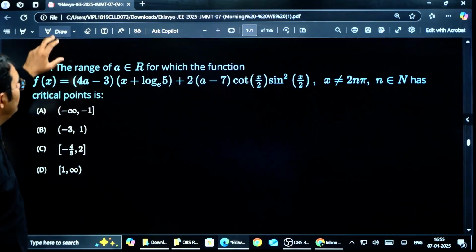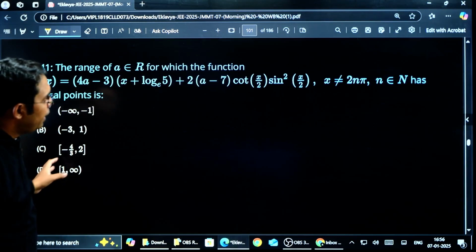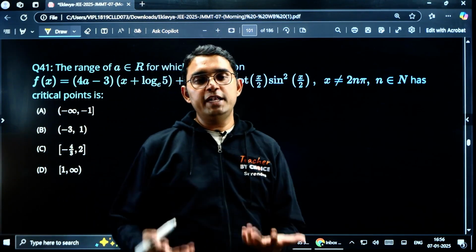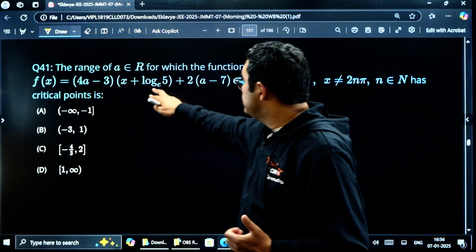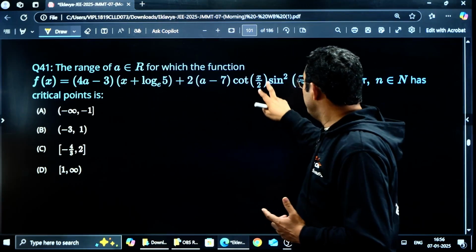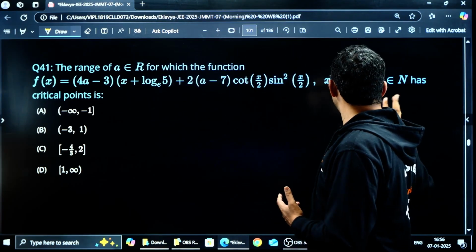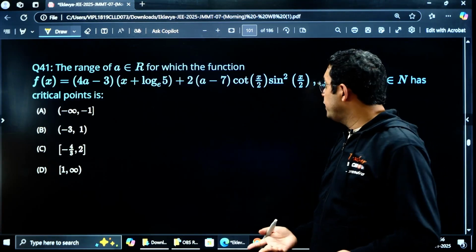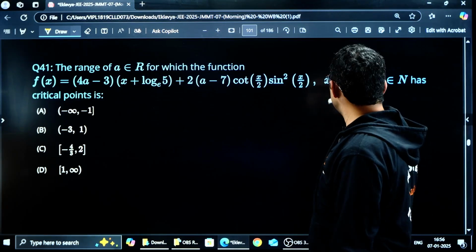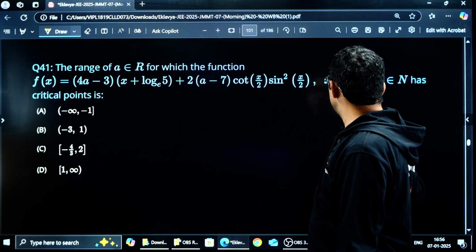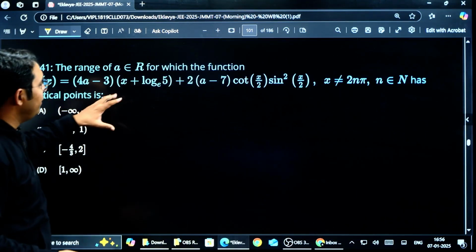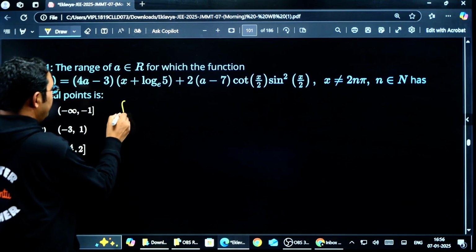Range of A for which the function has critical points. Critical points means derivative is equal to 0 or derivative is not defined. Here it is an a x linear term, and here cot x by 2 sin x by 2. And x is not equal to 2n pi, so that cot remains defined. So we will not talk about these points where x is becoming 2n pi. Other than that, we will see for what value of A we can have critical points. So let us find the derivative there.